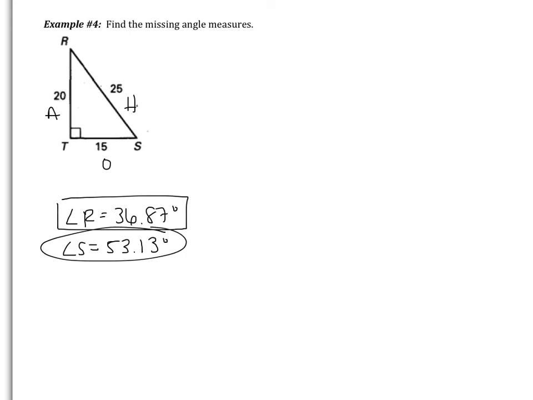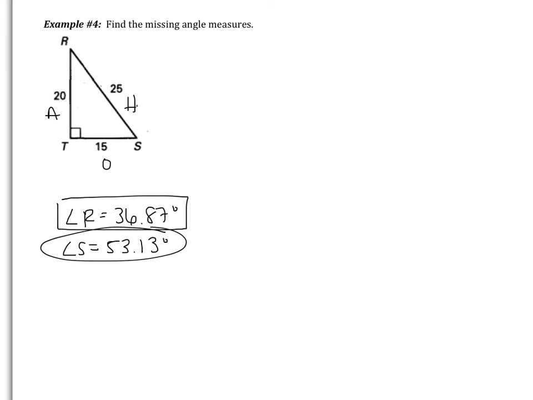If you got that wrong, your setup could be wrong. You could have plugged it into the calculator wrong. Make sure that you do the inverse of whatever ratio you chose. So you do the inverse sine or the inverse cosine or the inverse tangent in your calculator. If you don't, that'll certainly give you the wrong answer. So hopefully that one went well.